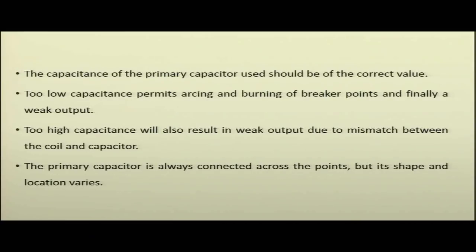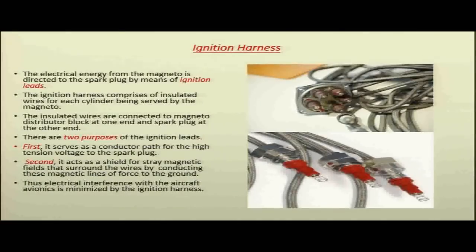Next is the ignition harness. So, we have seen in the ignition system the magneto, and we have read about the parts in the magneto. Second is your ignition harness, which connects the magneto to the spark plug. The electrical energy from the magneto is directed to the spark plug by means of ignition leads.